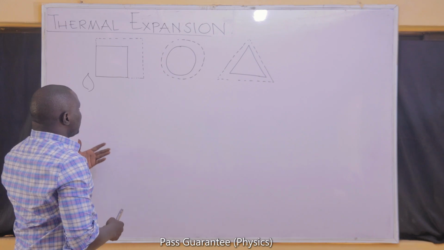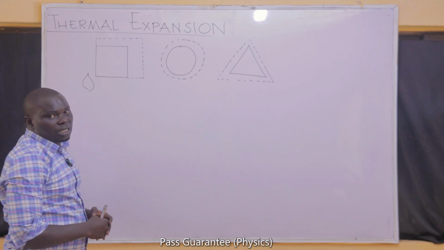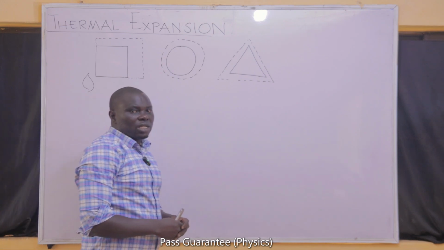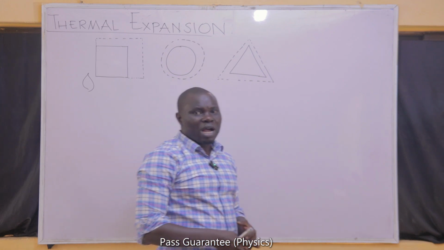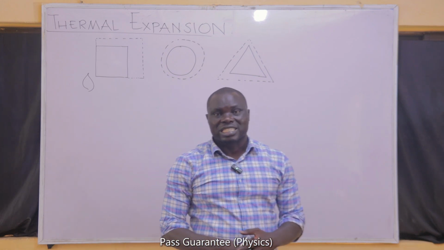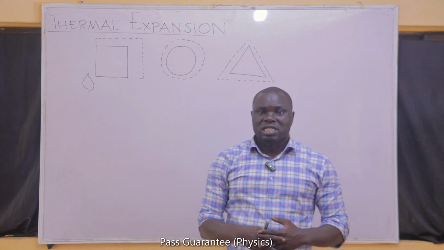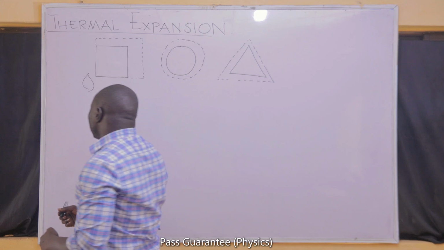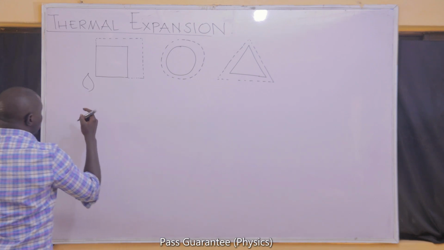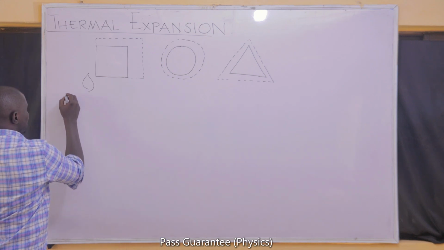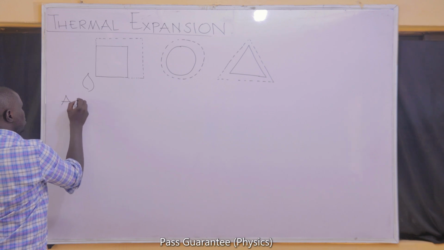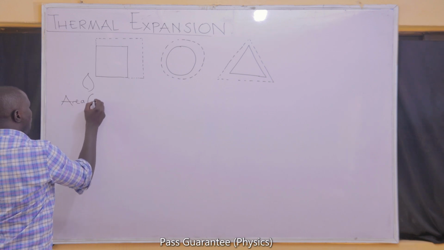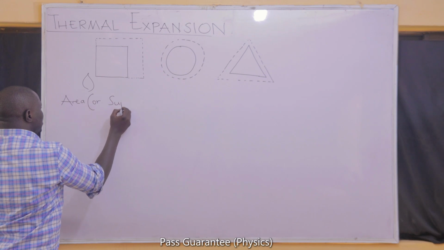So when you have a flat shape object, a plane shape object that is being heated, it is more appropriate that we refer to something that can help us describe its area and not just its length. That gives rise to another quantity that has to do with expansivity. This time I'll be talking about the area or superficial expansivity.